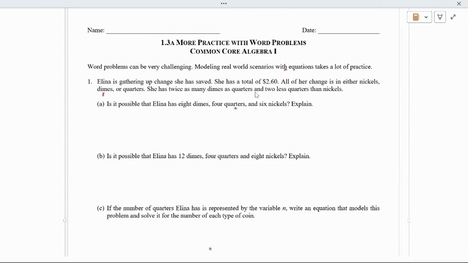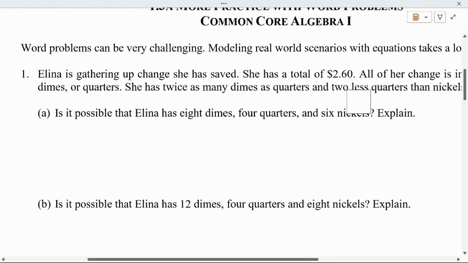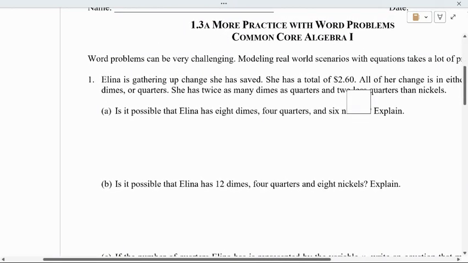is trying to figure out how you're going to set up your equation, but also what's important. This question is broken down into an A, B, C, and I think that's helpful. So Alina is gathering up change that she has saved. She has a total of $2.60. I think that's important.